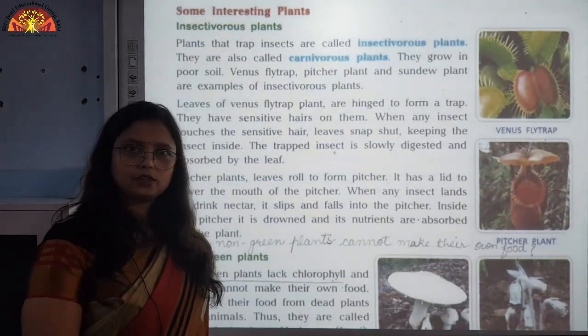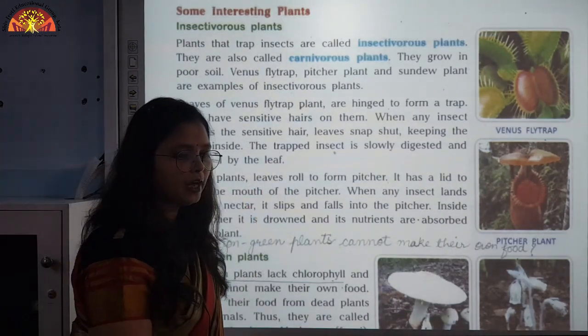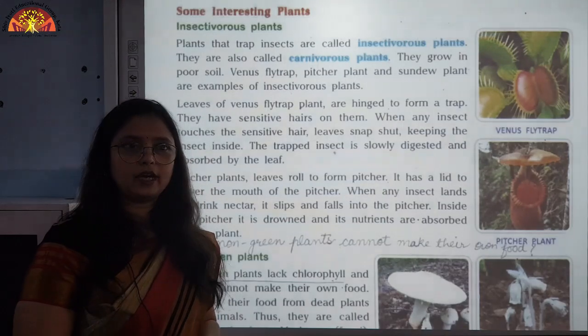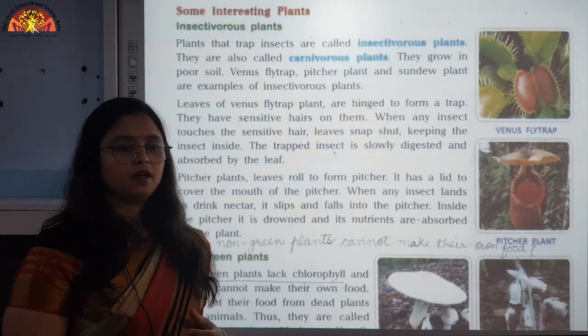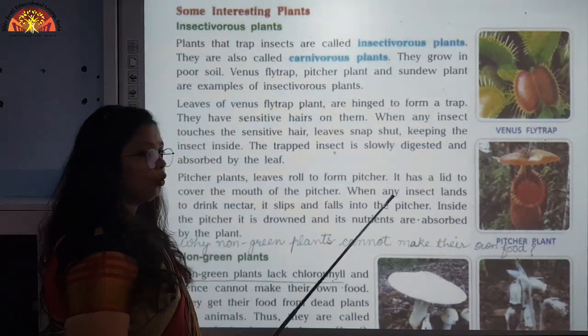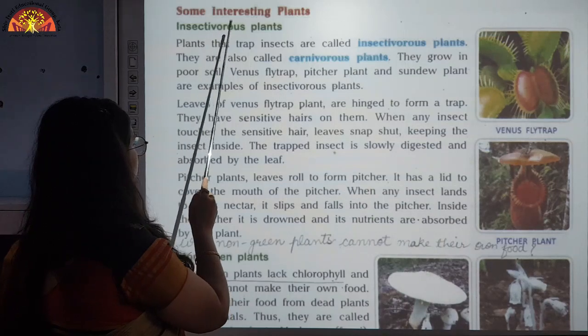Now, we move to the last topic of this chapter, that is some interesting plants. So, students, we have discussed a lot about different types of plants. Now, again there are some more interesting plants. There is a lot more to know about them. So, first of all we come to the category insectivorous plants.